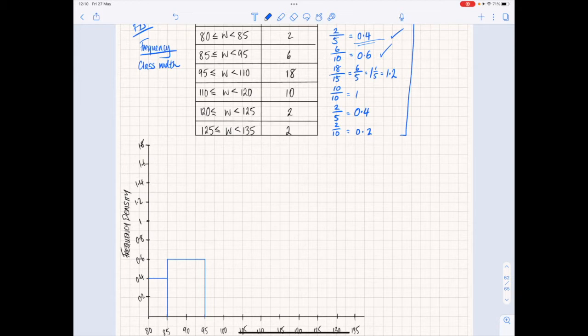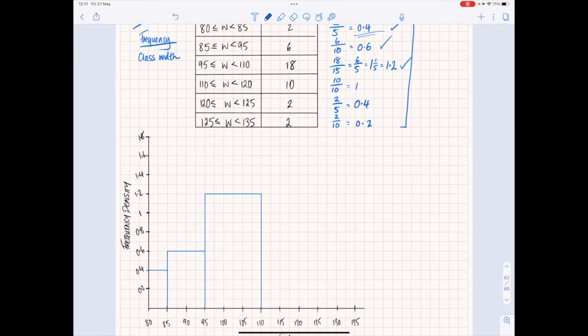Next one is between 95 and 110 and goes to 1.2. So I'm going across there to 110, down there. So that's my next bar. Next one, 110 to 120 is at 1. So I go across here, draw my line down. That one's done. 120 to 125 is at 0.4. So again, a thinner bar. And the last one, 125 to 135, is at 0.2. So that is my histogram fully completed.